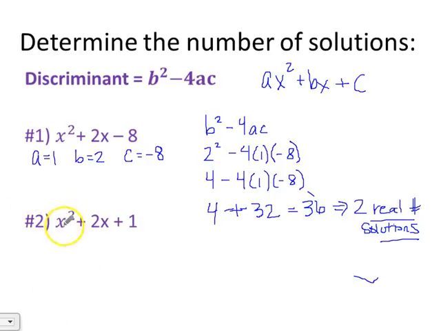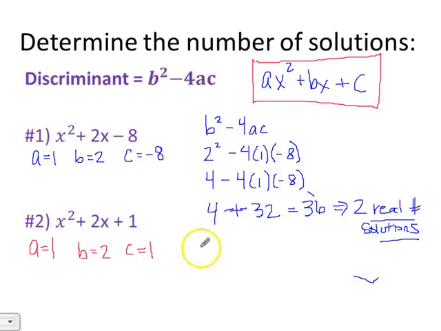For number 2, let's first identify the A, the B, and the C. So A, there's no coefficient, so A is equal to 1. If there's not a number in front of it, it means it's a 1. Your coefficient's a 1. B is going to equal 2, and C would equal 1.